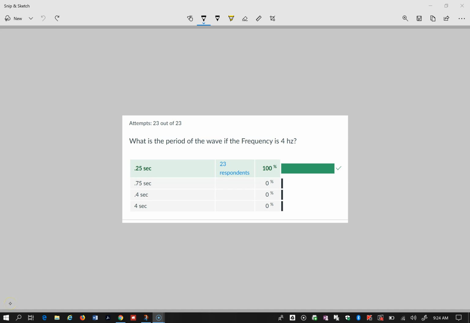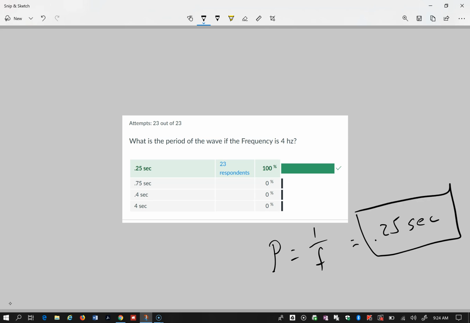All right, so we know that the period is the reciprocal of the frequency. We're given a frequency of 4 hertz, so we just take the reciprocal of 4 hertz. The reciprocal of 4 is 0.25. The reciprocal of hertz is seconds, and so there's our answer.